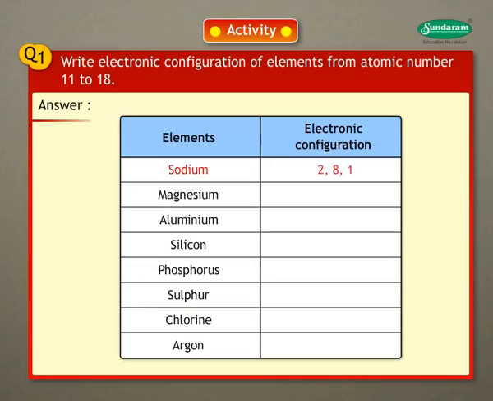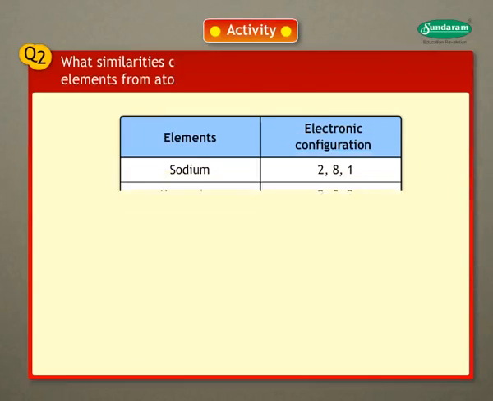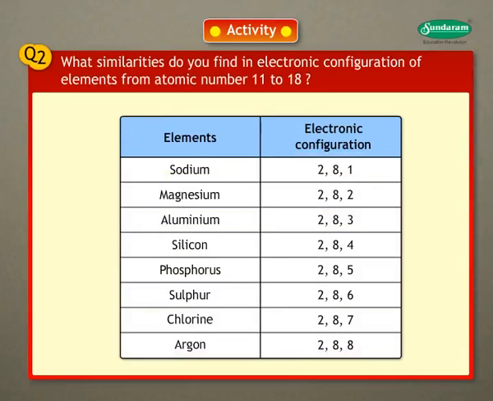Sodium 2,8,1, magnesium 2,8,2, aluminium 2,8,3, silicon 2,8,4, phosphorus 2,8,5, sulfur 2,8,6, chlorine 2,8,7, argon 2,8,8. Question 2. What similarities do you find in electronic configuration of elements from atomic number 11 to 18?